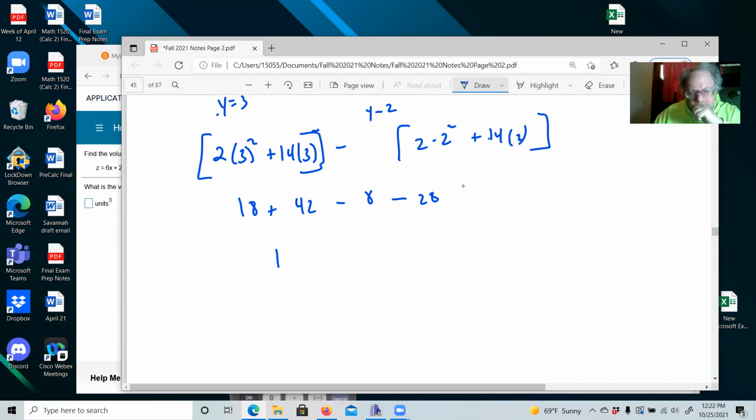Okay. 10, right? 18 minus 8. What is 42 minus 28? So 14 and 28 makes 42. I should have just done this. I confused the issue. It's 14. Okay, plus 10 is equal to 24.